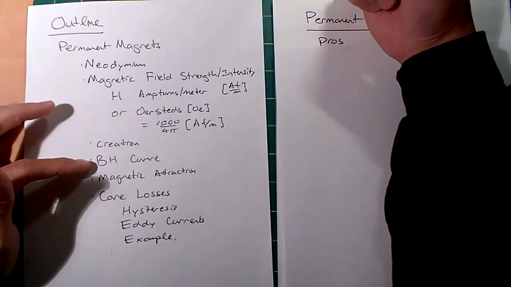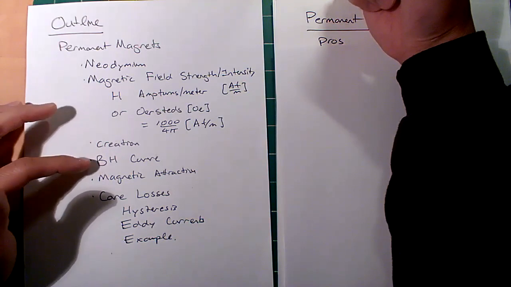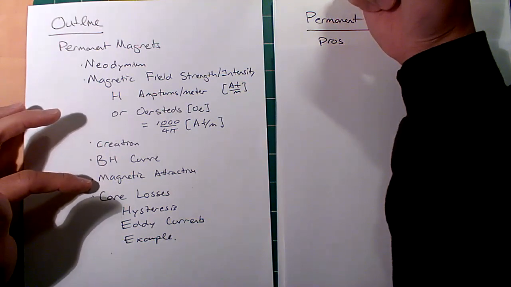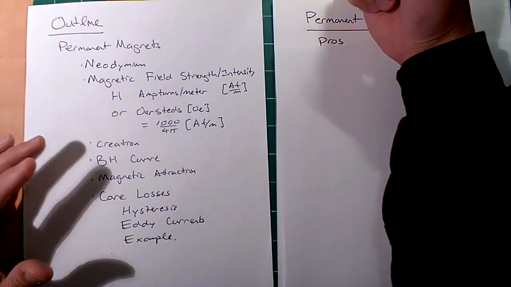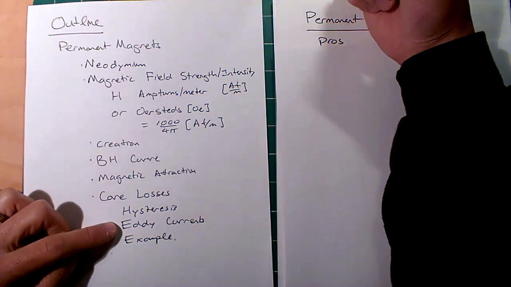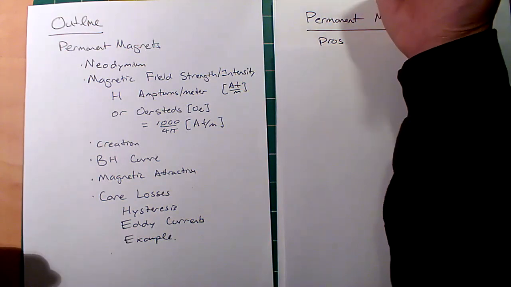We'll look at this thing called the BH curve and a hysteresis plot. We'll talk about magnetic attraction, and then the last thing we'll cover is core losses. There are two types of core losses: one is hysteresis and one is eddy currents. Okay, and we'll look at an example.